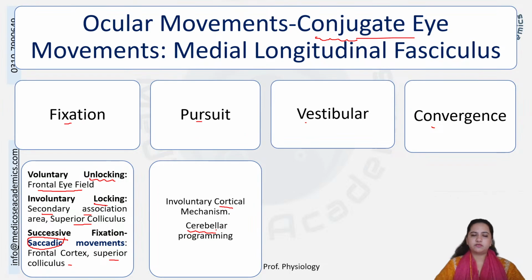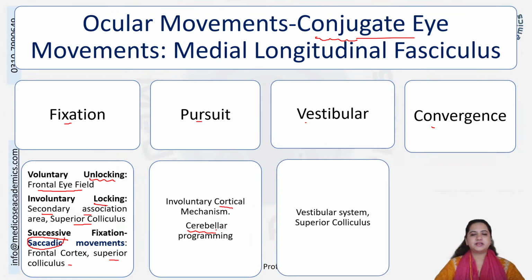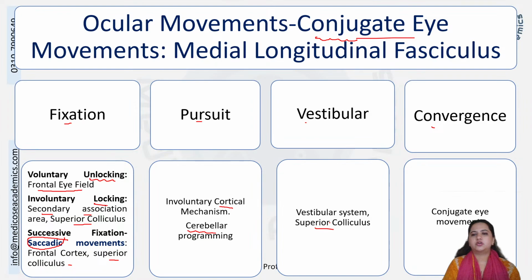Vestibular ocular movements, for example, the vestibular ocular reflex, again, the superior colliculus is involved in it, will help you maintain your gaze with movement, will help you maintain your balance too. Convergence movements: you want to read something close to you, both of your eyes converge to that point. Conjugate eye movements make this convergence possible. Also, this is a part of accommodation, which we will be looking at in a while.